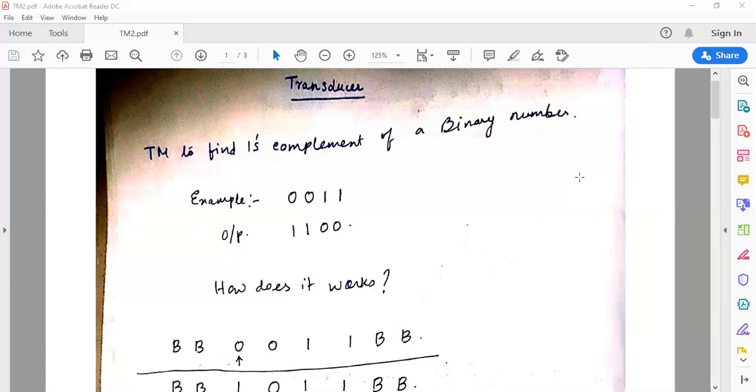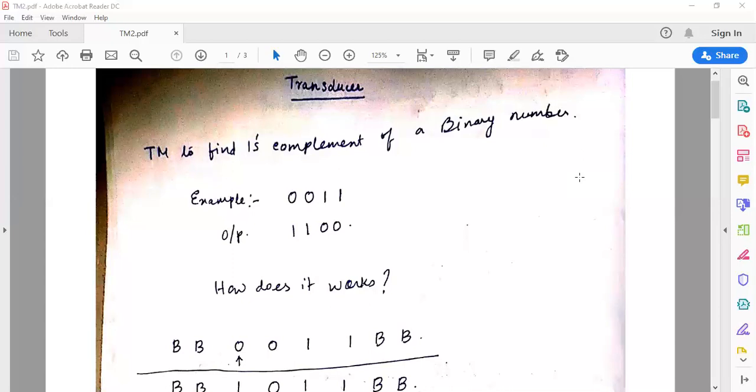Okay, so the first example that we'll work with today is ones complement. That is, we will design a Turing machine to find the ones complement of a given binary number. So we are quite familiar with ones complement, right? I've given an example over here. Our binary number is 0011, and obviously you all know the ones complement. The output of this will be 1100. That is, zeros are flipped as 1 and ones are flipped as zeros.